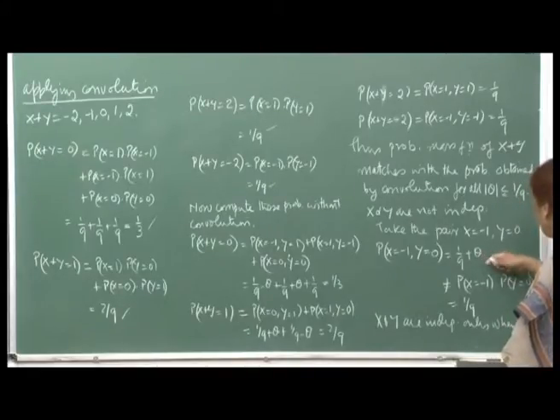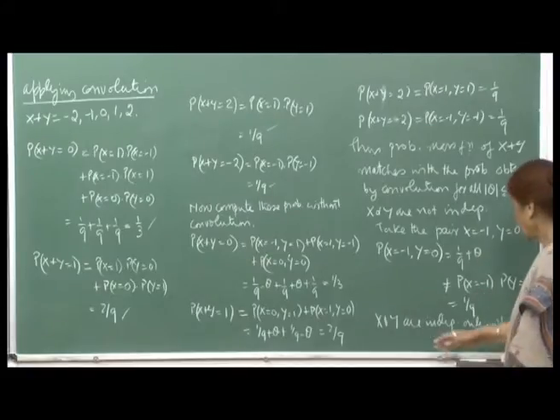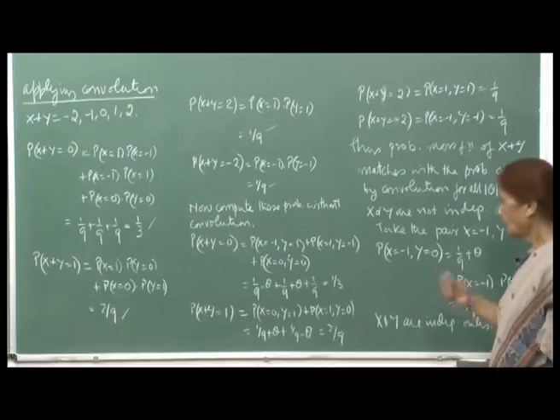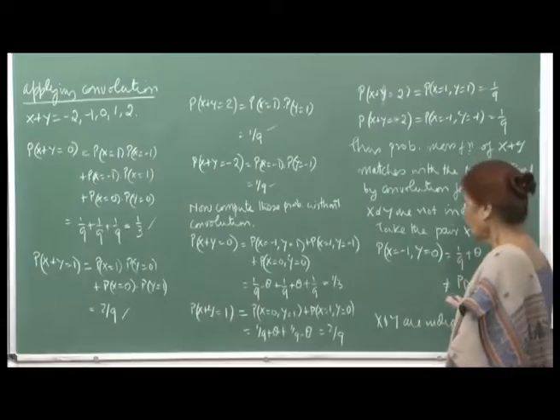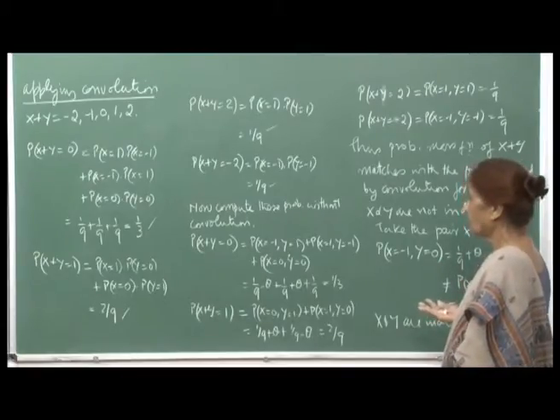So, for any positive theta satisfying this, these two will not be equal, and therefore, x and y will be independent only when theta is 0. So, here is an interesting example, and it must have taken them a lot of time to construct such an example.